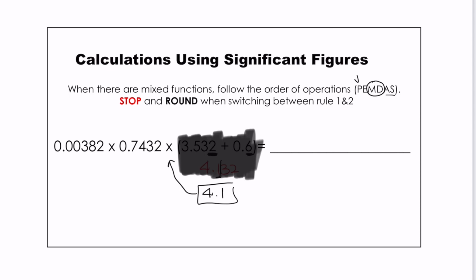So when I now multiply 0.00382 times 0.7432 times 4.1, I get 0.01164 in the calculator. And using the new numbers I have, I'm going to round to sig figs because I'm multiplying. So this is 3 sig figs, 4 sig figs, 2 sig figs. So I'm going to round it to 2 sig figs. No sig figs there. So 1, 2, round there. 0.012 would be my answer.